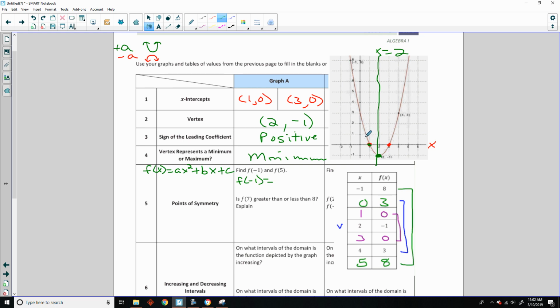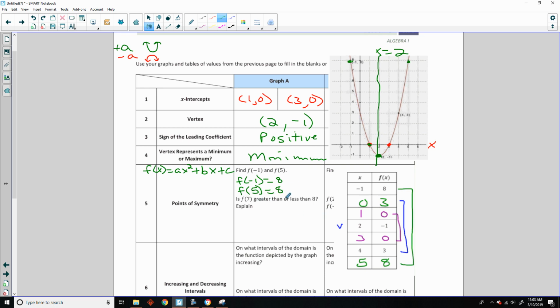Well, it's right up here. Sorry, right here. And f of -1 is 8. What is y when x is 5? So x is 5 here. We need to go up to this point right here, and that is also 8.